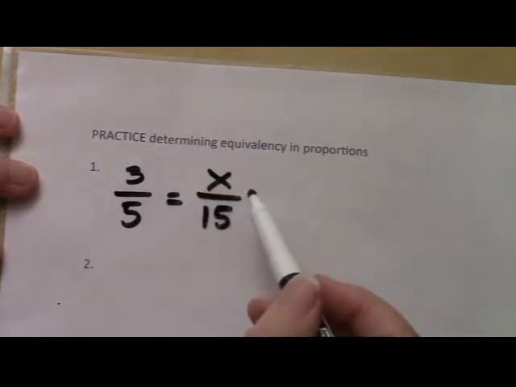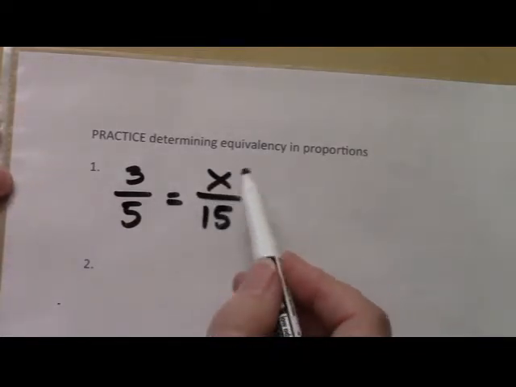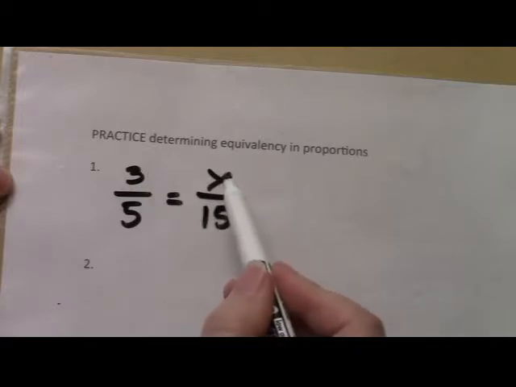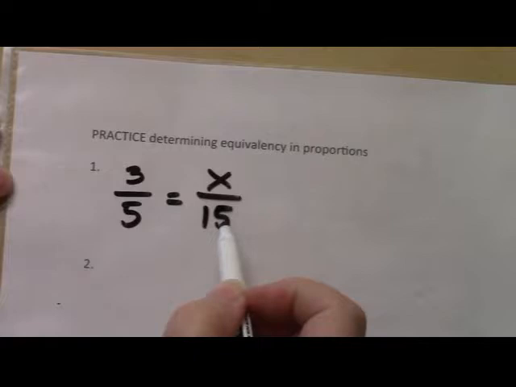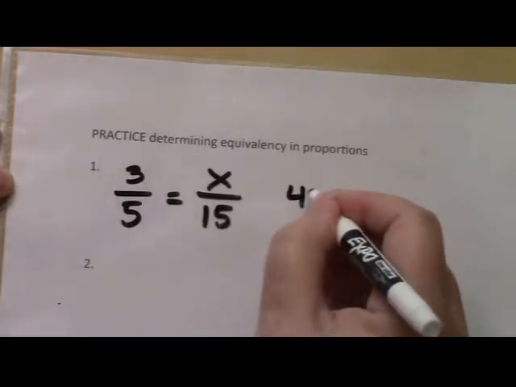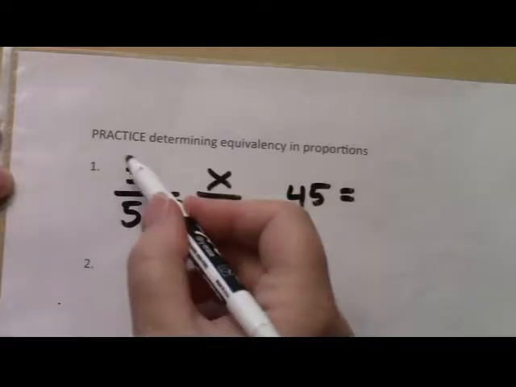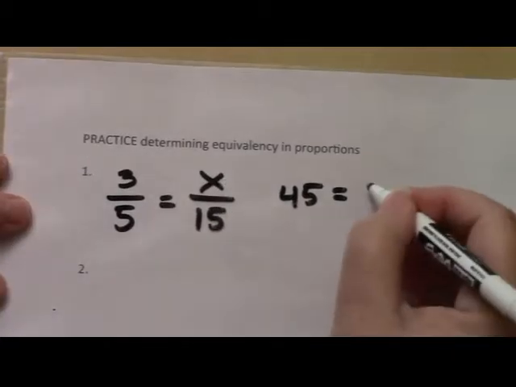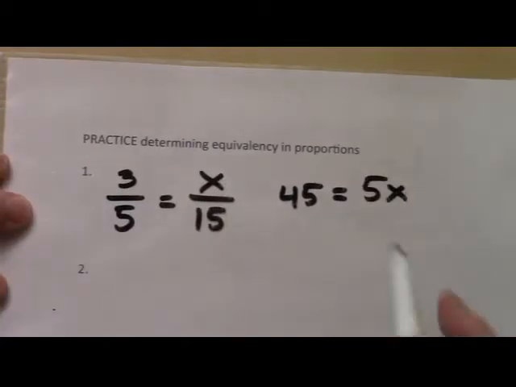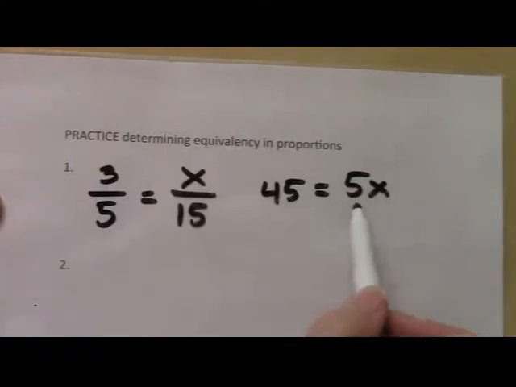Well, let's make this proportionate. And we can do that by cross multiplying to figure out what our unknown is. Well, 3 times 15 is 45. And we know that that has to equal 5 times x, which is 5x. Now, how do we solve for an unknown like this?